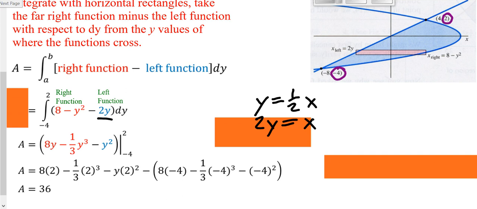So if you're going sideways, remember it's right minus left and you're dealing with y's. If you're going up and down, top minus bottom, and you're dealing with x's.